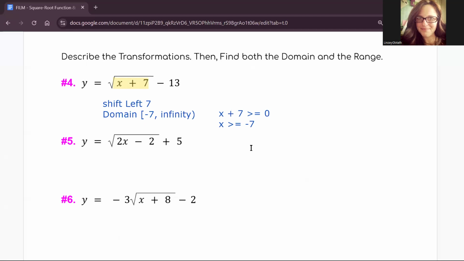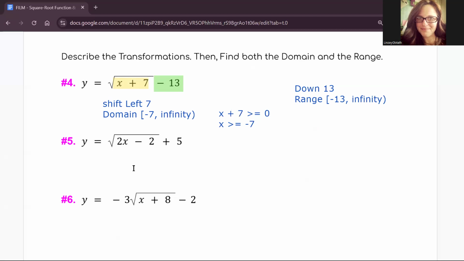Let's take a look at the range. -13 on the outside of the square root is going to move the graph down 13 units. So now our range will start at -13 and go up to positive infinity. So we've got our transformations: shift to the left, down 13, domain and range.